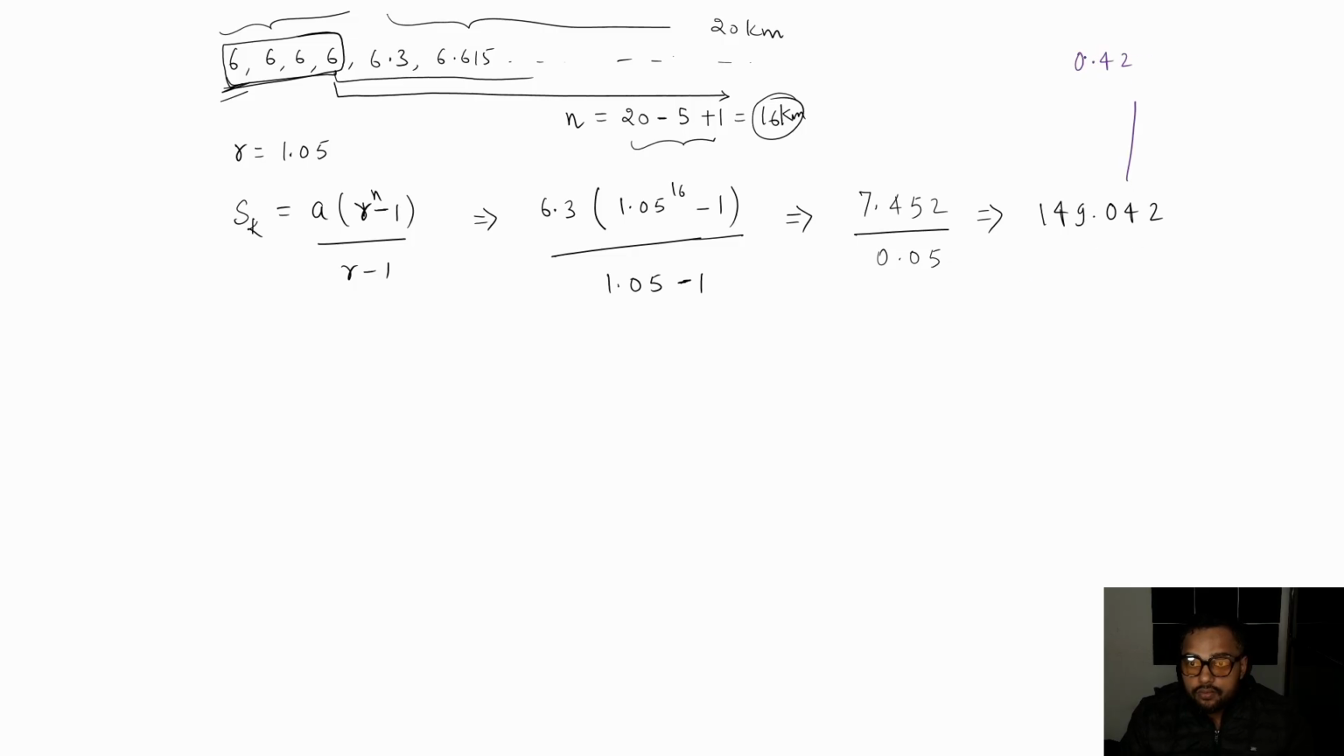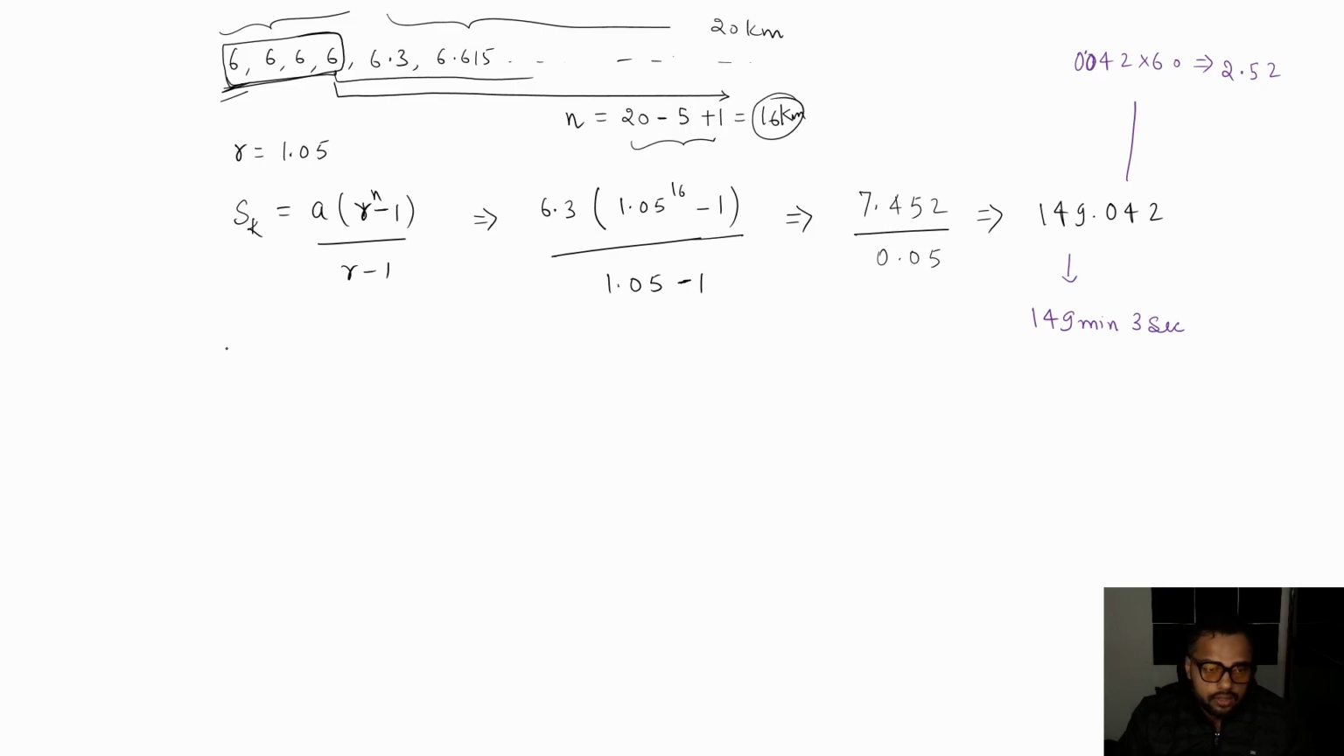So 0.042 times 60. I think roughly we'll be getting 2 seconds if I'm not mistaken. So I'll be calculating it. 2.52, sorry, 2.52 seconds. So from here we can see the time required will be 149 minutes and 2.52 seconds, which could be written as 2 seconds or 3 seconds. Both are possible cases, don't worry. We can take 2 as well as 3.